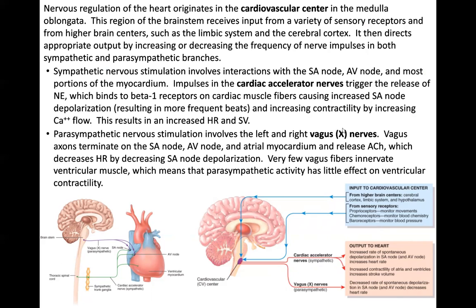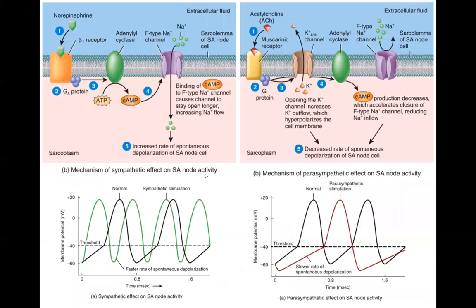Remember, those are the cranial nerves number 10. The vagus nerves innervate both the SA node and the AV node, as well as the atrial myocardium, but very few vagus nerves innervate the ventricles as far as the muscle. Releasing acetylcholine, which is what those vagus nerves do, is going to decrease heart rate because the SA node fires less often, and that's what we're showing right here.